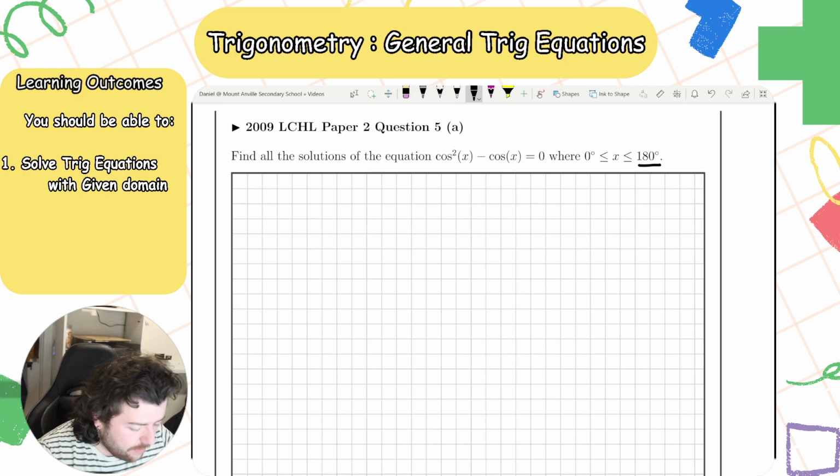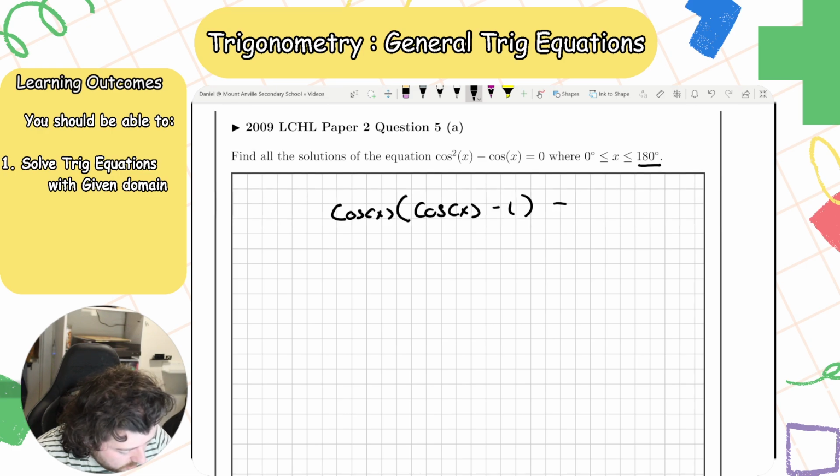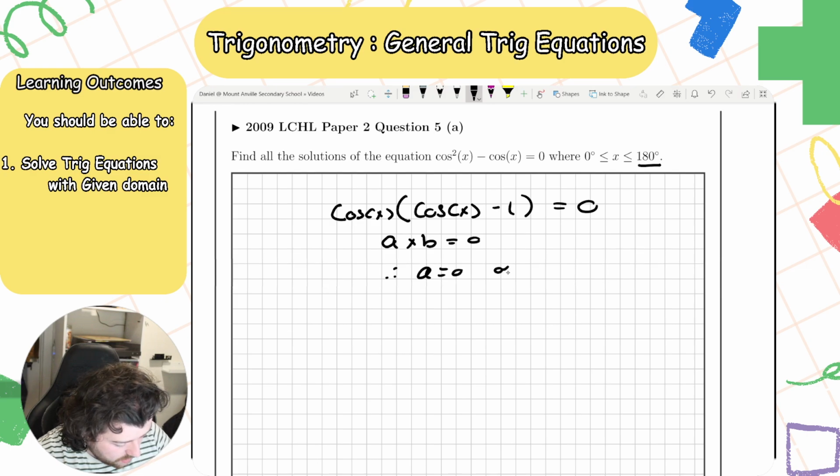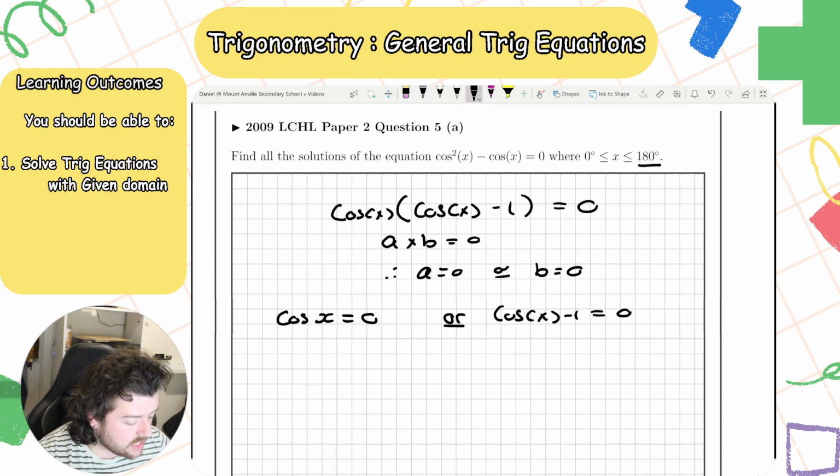But I notice here, let me factor out cosine x first. So if I factor out a cosine x, I'm going to have to take my bracket. Cosine x minus 1 equals 0. So I have two factors equal 0. So a times b equals 0. Therefore, a equals 0 or b equals 0. So therefore, I'm going to have cosine x equals 0, or I'm going to have cosine x minus 1 equals 0. So I'm dealing with here between 0 and 180.